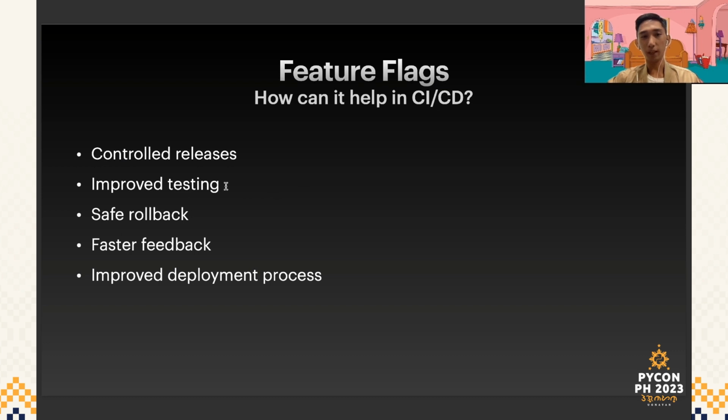And we have improved testing. So in some cases we can replicate some issues in staging. Then we can temporarily enable a feature on production so that we can test it there, and then temporarily, I mean, disable it afterward.